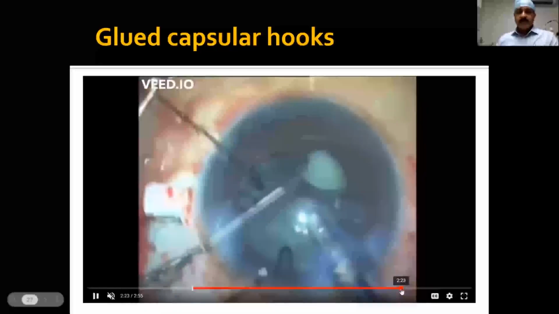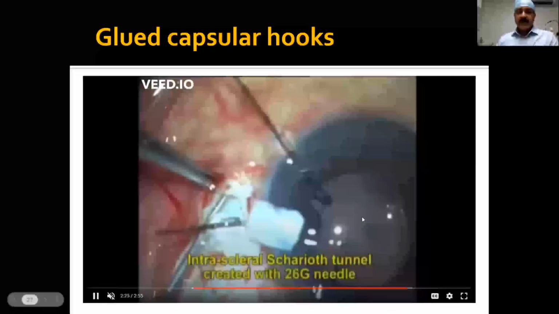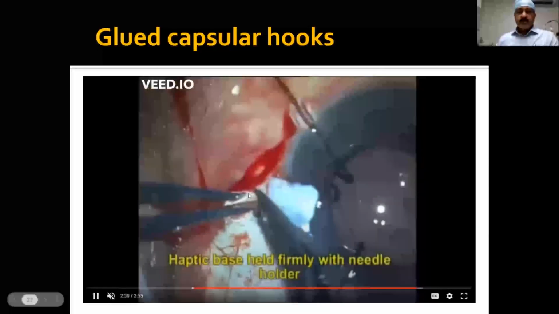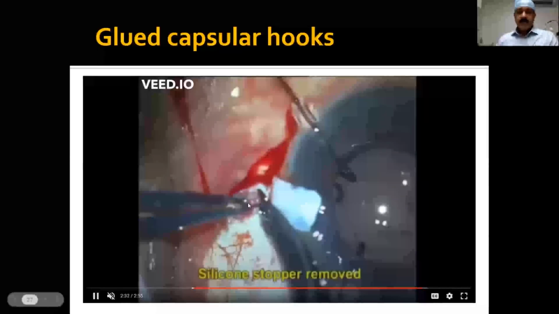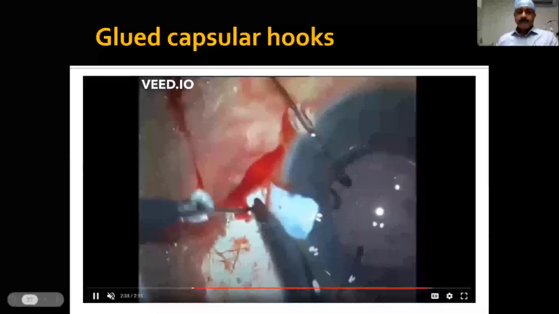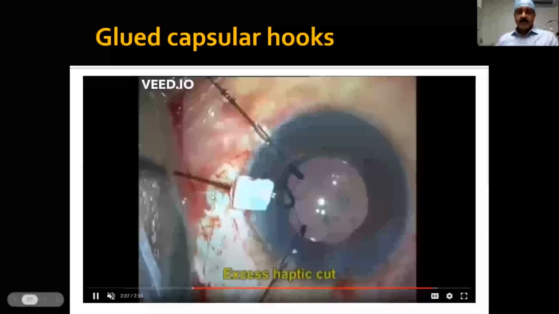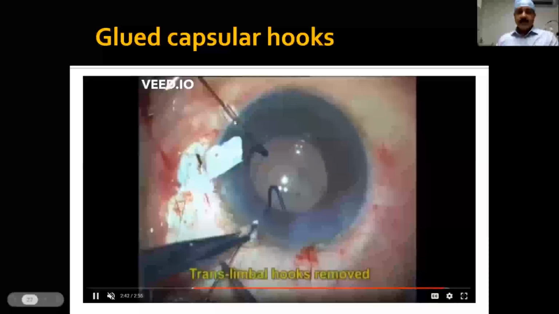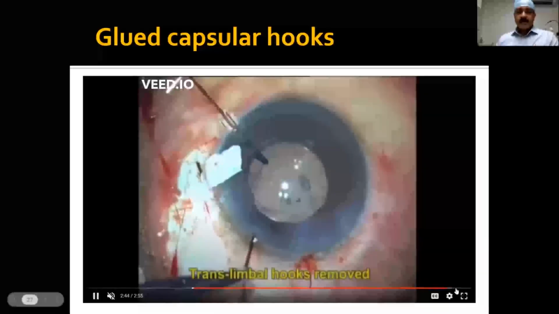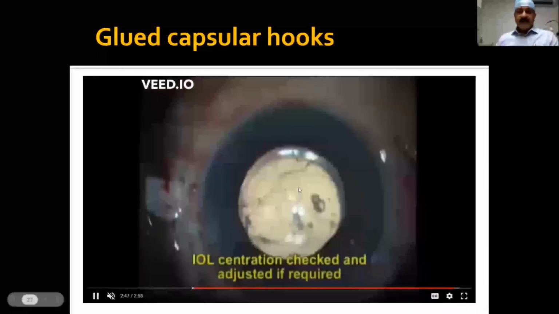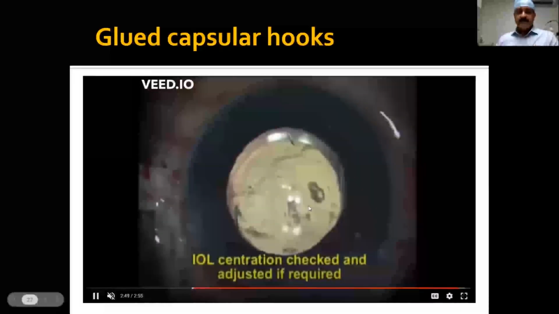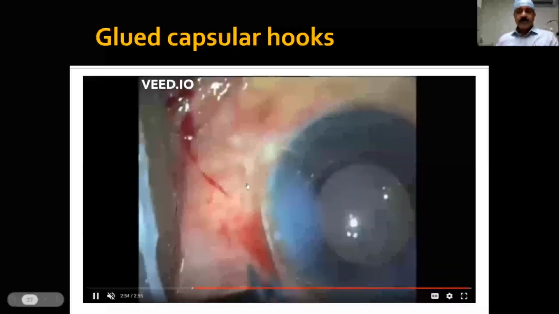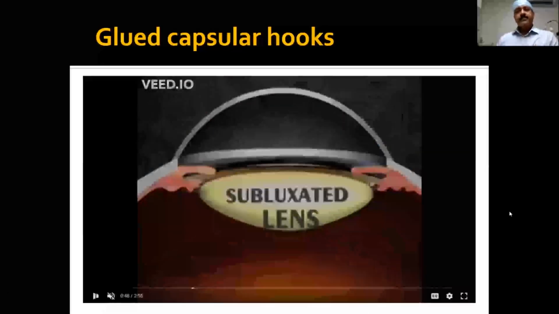Once the cataract is removed, you place a single piece lens into the bag, make a scleral groove, remove the silicone stop, trim the hook and bury it in the groove which you have created. The additional hooks can be simply removed out. Well-centered intraocular lens is achieved. These flaps are closed with the help of fibrin glue, and you get a very good centered IOL.